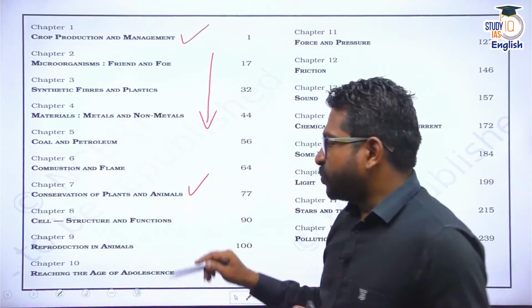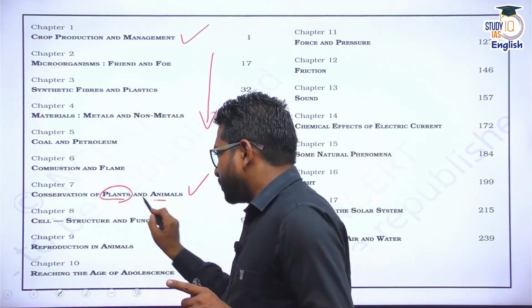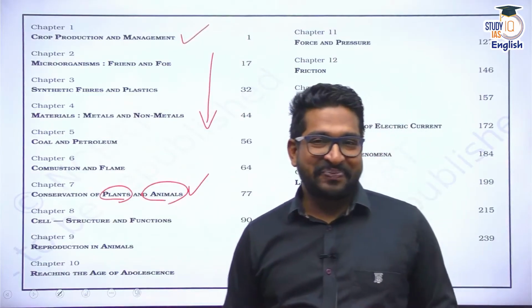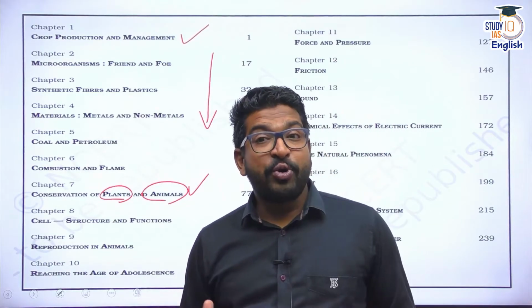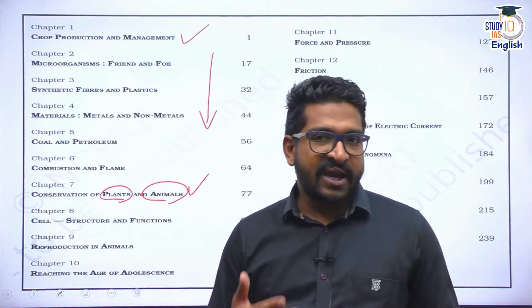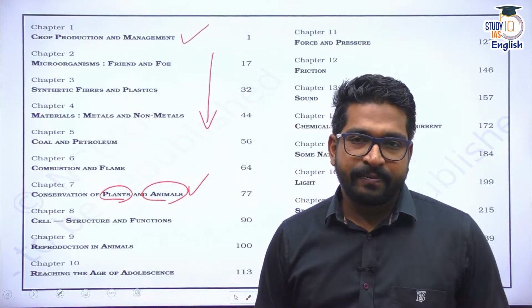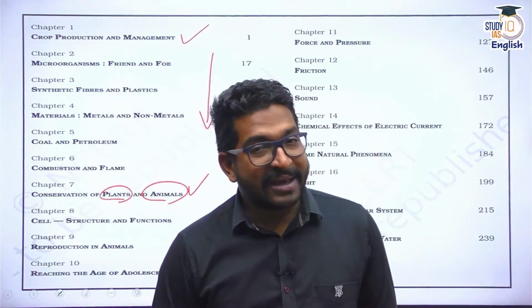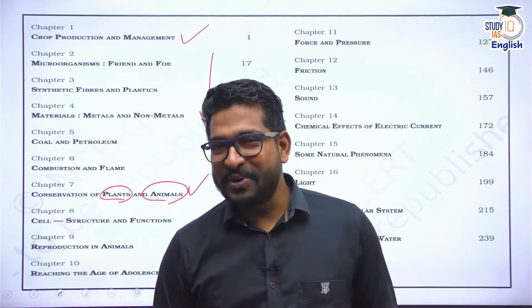In the last class, we spoke about conservation of plants and animals. We spoke about deforestation, the ill effects of deforestation. We also spoke about protected areas, national parks, wildlife sanctuaries, biosphere reserves. And we also saw how we can resolve the problem of deforestation by reforesting. I hope you remember all these things.